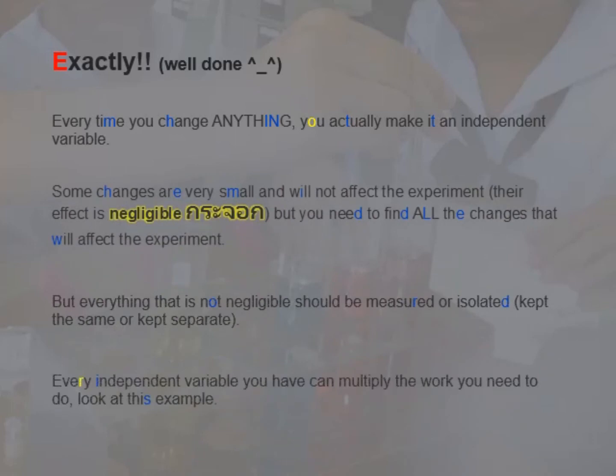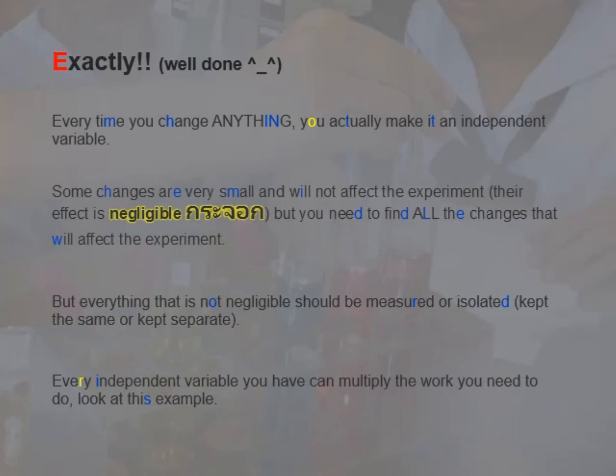So some changes are very small and will not affect the experiment. You can sometimes say that effects are negligible, which means you can ignore them, but you need to be sure and you need to find all the changes that will affect the experiment that are not negligible. So everything that's not negligible should be either measured as a dependent variable or as an independent variable, or isolated, kept the same or kept away from the experiment.